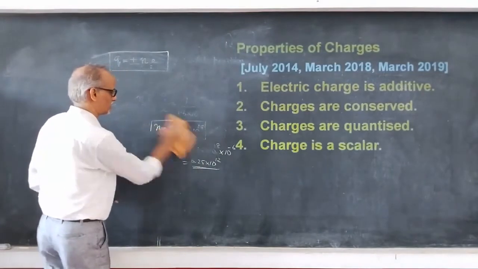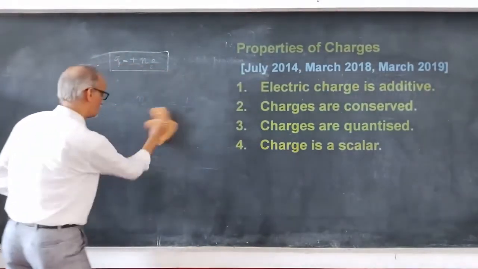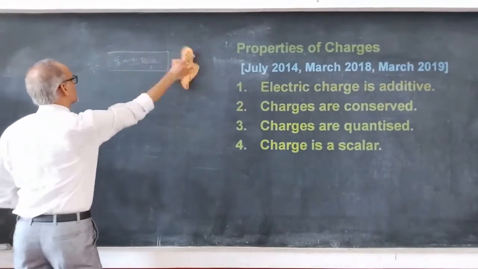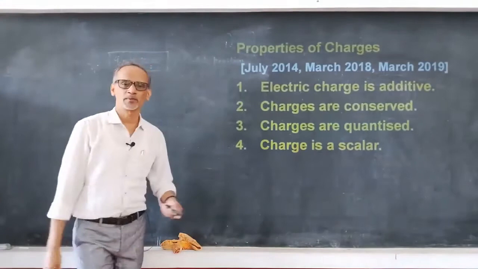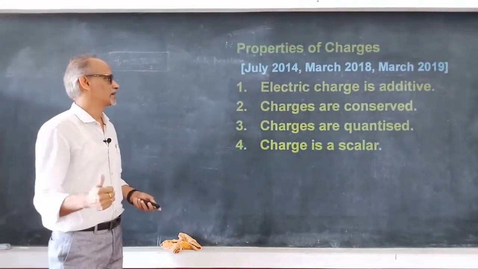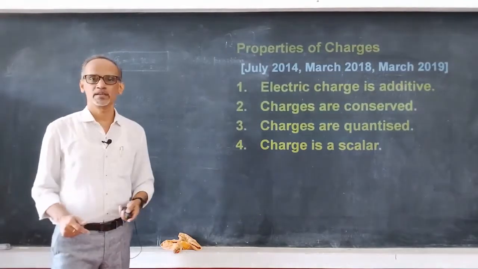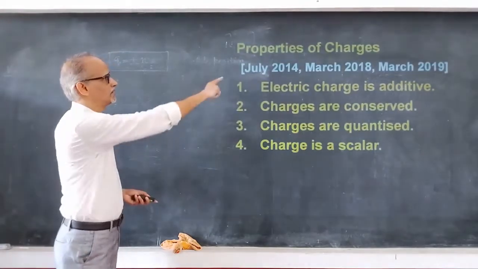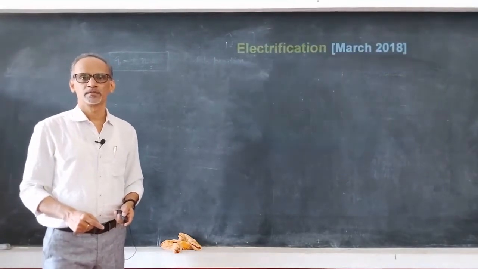Property number 4: charge is a scalar quantity. That is why it is additive in nature. So, 4 properties: electric charge is additive, charges are conserved, charges are quantized, and charge is a scalar quantity. Do remember, it is an important 2-mark or 3-mark question for the board exam.